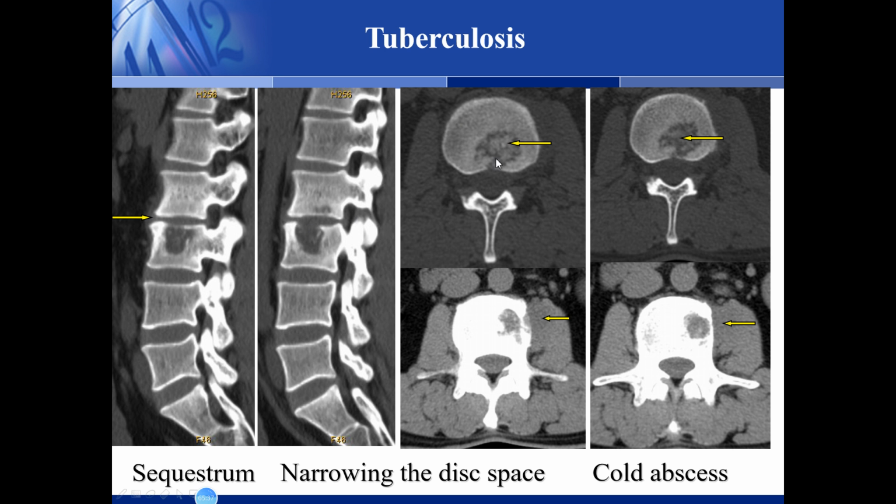So this is the axial view, and we could find here is the destruction region, and in it there is sand-like sequestrum. And here is the surrounding soft tissue, and we could find here is swelling, and this is the abscess formation. We call it cold abscess.